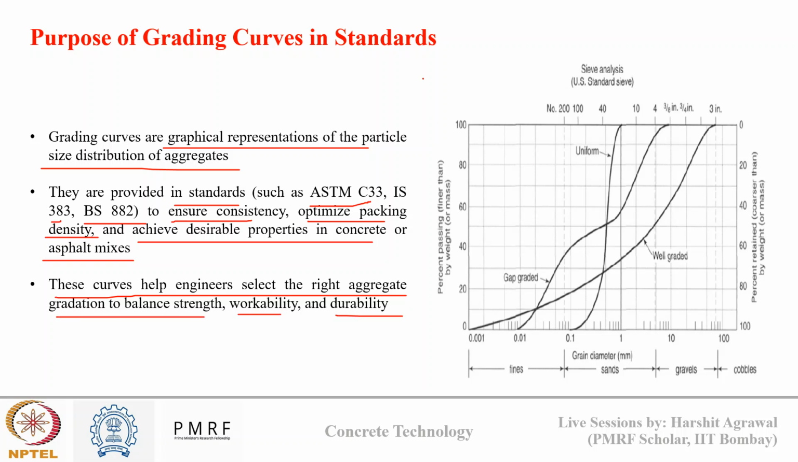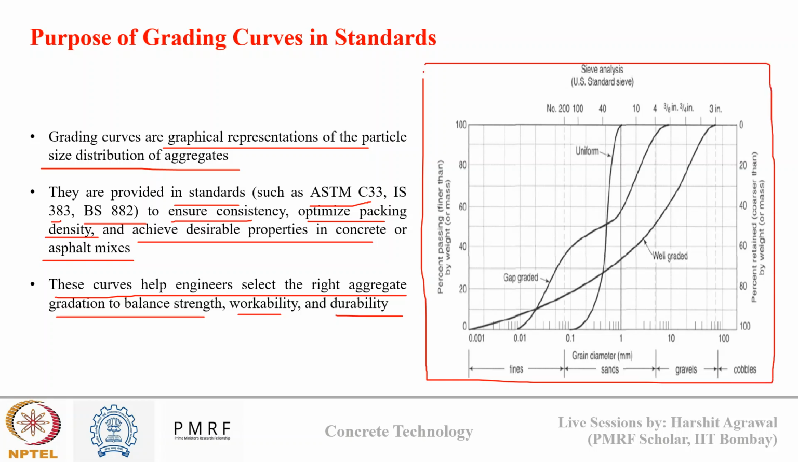So this diagram we saw in the last session also, where we saw how a uniform graded aggregate, a gap graded aggregate, and a well graded aggregate are represented. In well graded, you can see different sizes of aggregate are properly present. In uniform graded, you can see most of the aggregate is in this range, and in gap graded, you can see there is a higher aggregate quantity here and a higher aggregate quantity here.